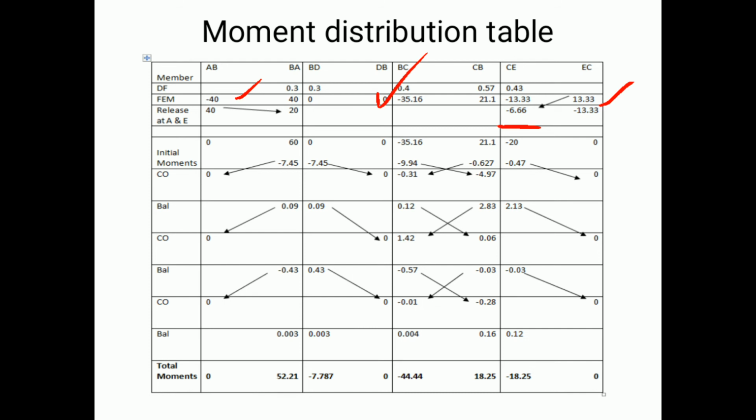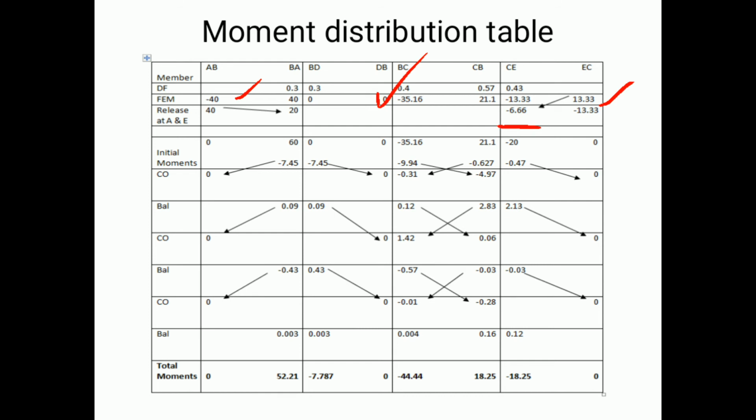So in order to release that, I need to add plus 40, and then I need to carry half the moment to the other joint of the same span. That is nothing but plus 20, with the same sign convention as I said. So plus 40 I have added, so I need to carry plus 40 by 2, that is plus 20, to BA.